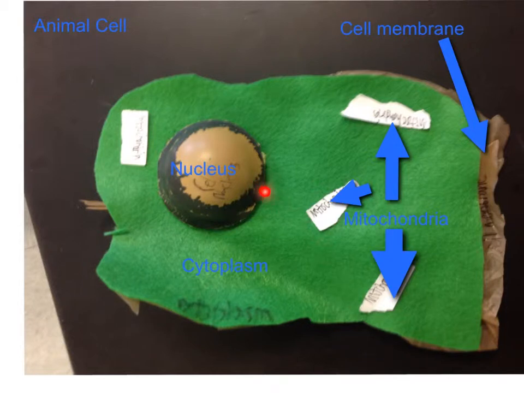So then I also don't have chloroplasts, because animals have to depend on getting food instead of creating it themselves from the sun. But besides that, we have the mitochondria creating and storing energy. We have the nucleus, the command center. We have the cell membrane, and we have the cytoplasm.